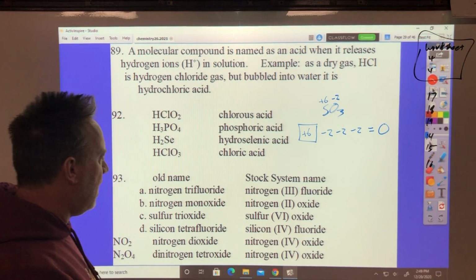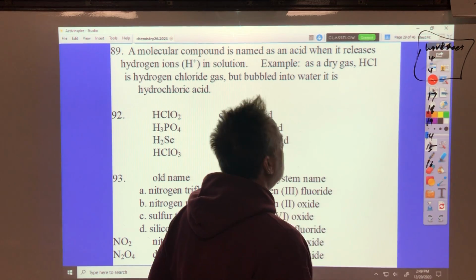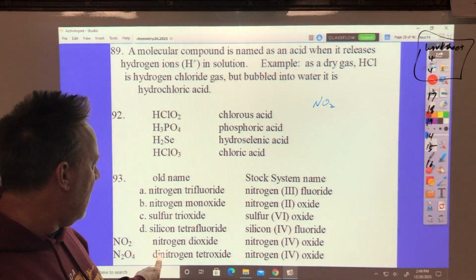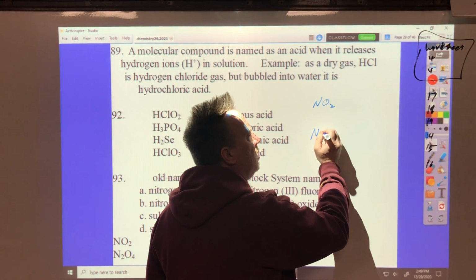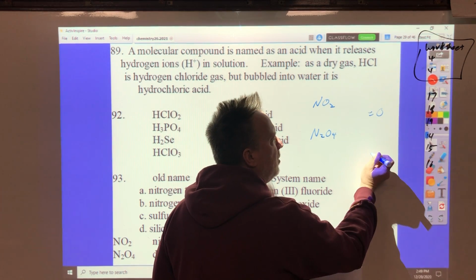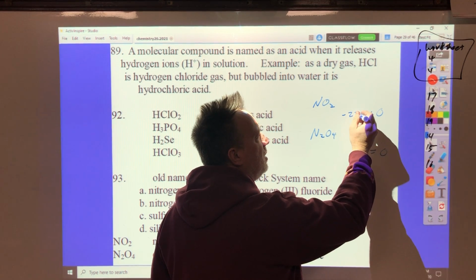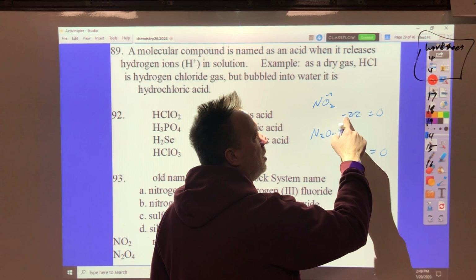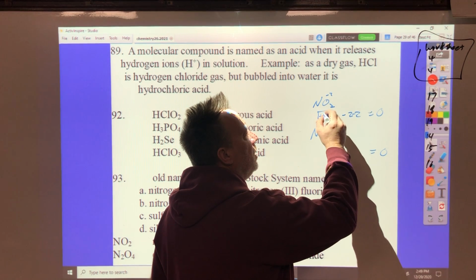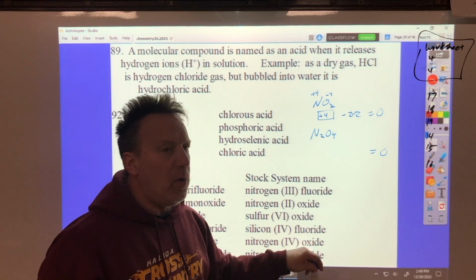Now let's try nitrogen dioxide and dinitrogen tetroxide. Nitrogen dioxide is NO2 and dinitrogen tetroxide is N2O4. Now for NO2, they have to add to 0. For dinitrogen tetroxide, they have to add to 0. I have 2 oxygens, they're -2 apiece. -2 -2 gives you 0. +4. So this first compound is called nitrogen 4 oxide.